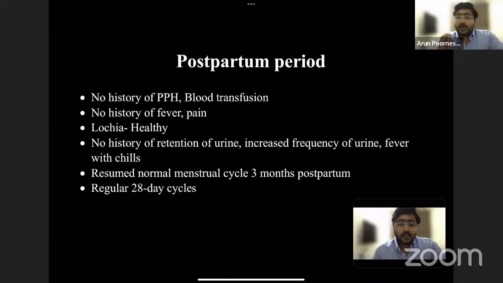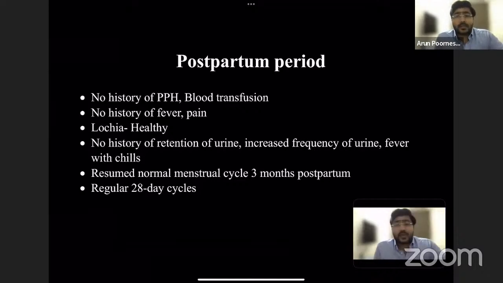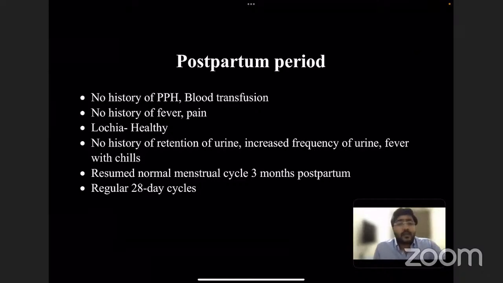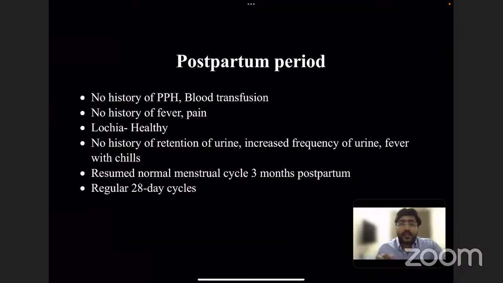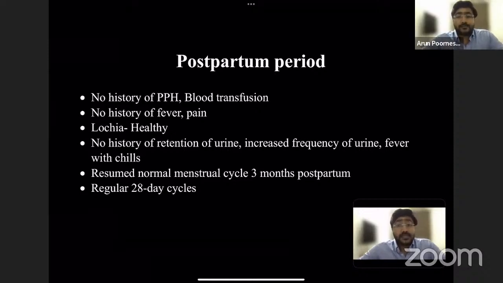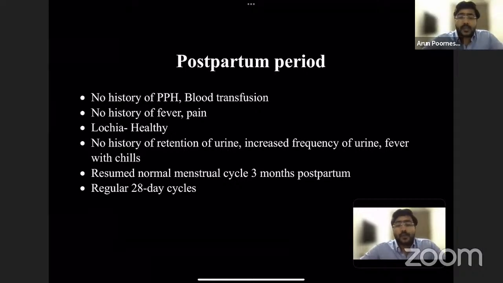So for how many months did she breastfeed? Did she have something called lactational amenorrhea? It seems that she has. Yes, sir. She had lactational amenorrhea for 3 months, sir. Beyond that, did she continue? Did she give exclusive breastfeeding? Yes, sir. The baby was exclusively breastfed for 6 months, sir. After which she started weaning with complementary feeds. Okay. But still she resumed her periods 3 months postpartum. Okay, fine.